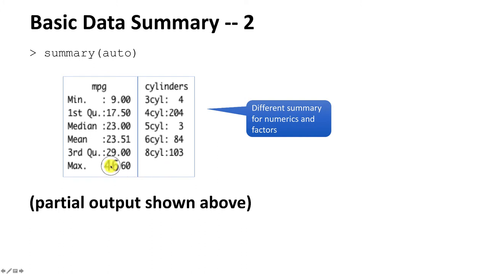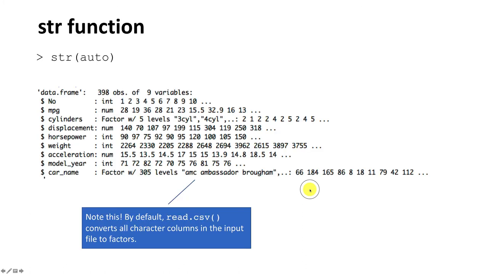With numeric variables, it's going to give you this kind of output. So when you look at summary, and take a close look, you'll know which variables are numeric and which are factors, and therefore you know whether you need to convert something or not. Of course, what is shown above is only the partial output. The actual output will have this kind of summary for 9 variables.